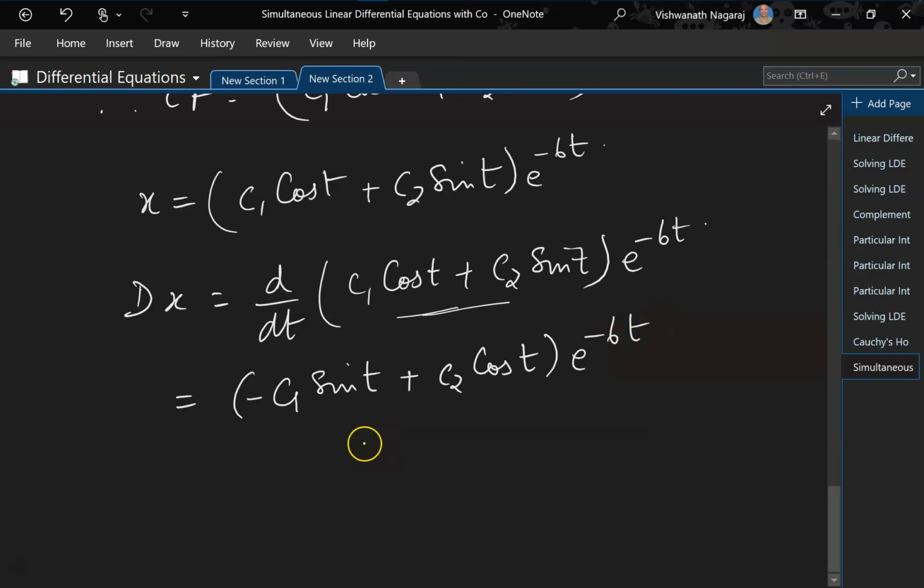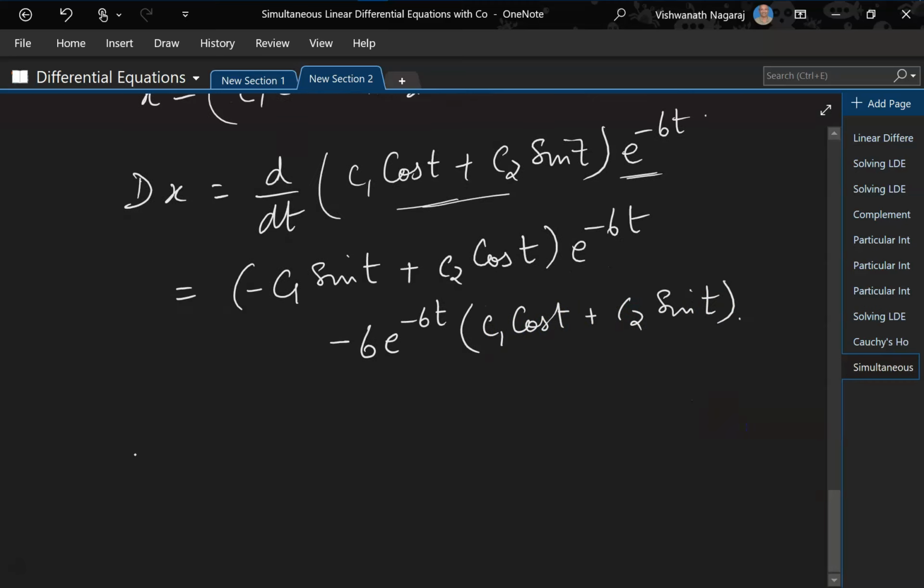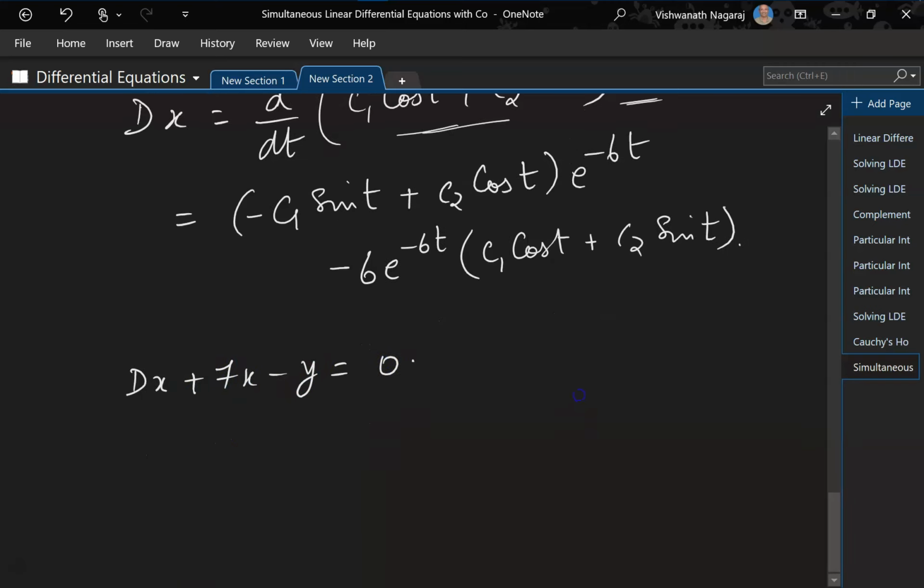Now we differentiate this. So when we differentiate it, minus 6 e to the power of minus 6t, and this remains as it is, c1 cos t plus c2 sin t. Take one of the equations, dx plus 7x minus y is equal to 0. Remember, this can be written as y is equal to dx plus 7x. So that is how we get the value of y.